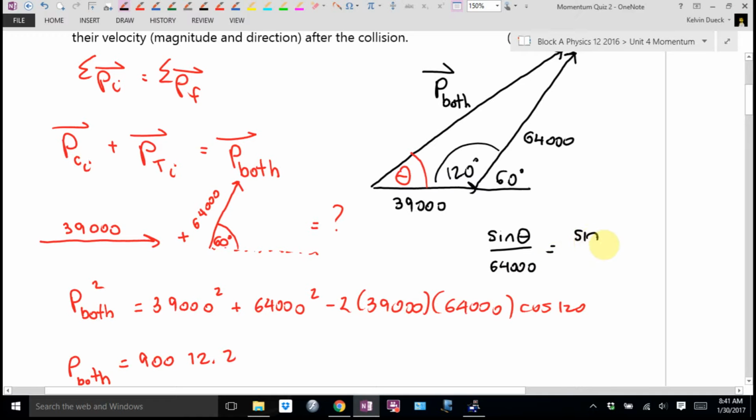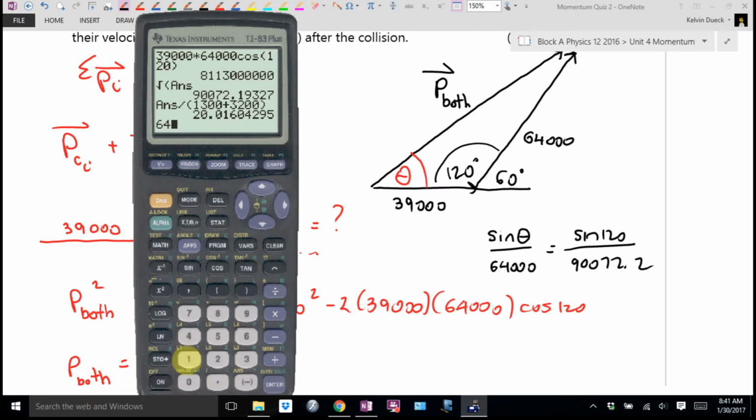equals the sine of 120 over what's across from it. 64,000 times the sine of 120 divided by 90,072.2. You could also have reverse engineered this and gone with your answer button, but since that's a 0.19, the 0.2 is a nice rounding off point anyways. It shouldn't make a big difference. Inverse sine of that, do you get an angle of 38 degrees?